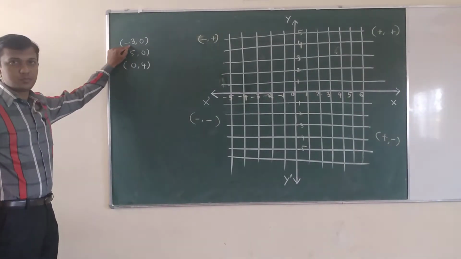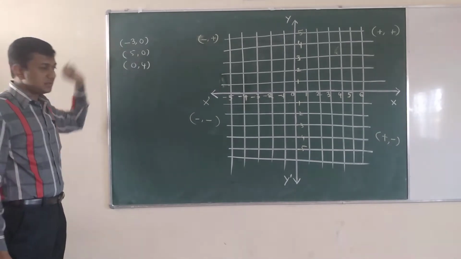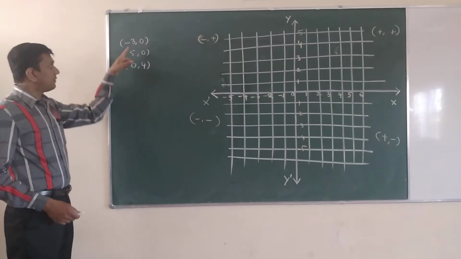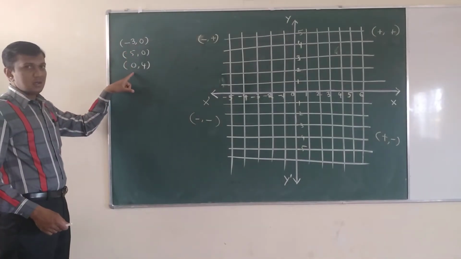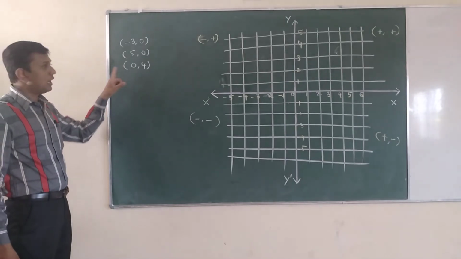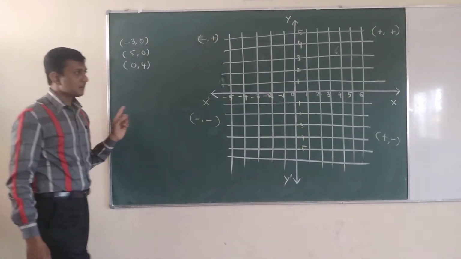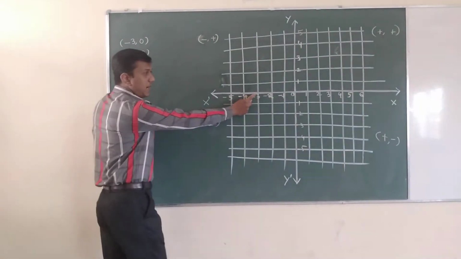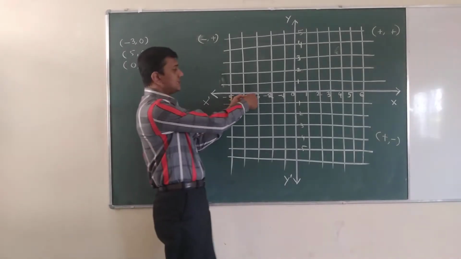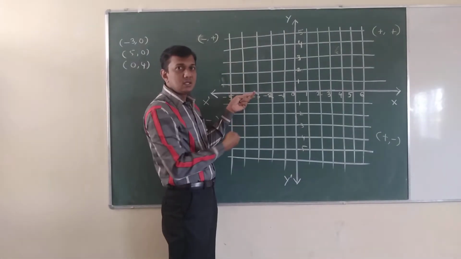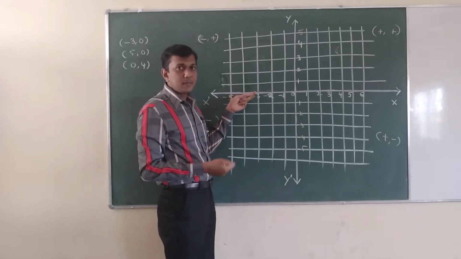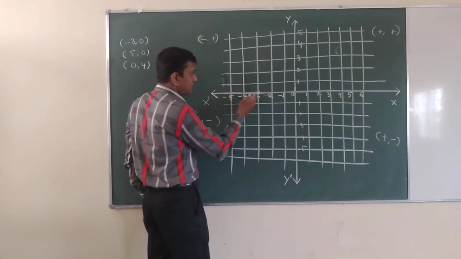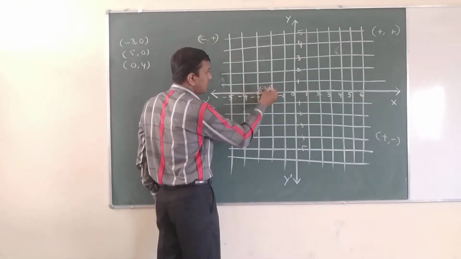Minus 3 comma 0. Where is minus 3? Whenever a point is given, this x coordinate, the abscissa, you have to see on the horizontal line. So where is minus 3? Minus 3 to 0. 0 in the sense you have to travel 0 distance. Traveling 0 distance means you are not moving anywhere. You will be there itself. So this point indicates minus 3 comma 0.